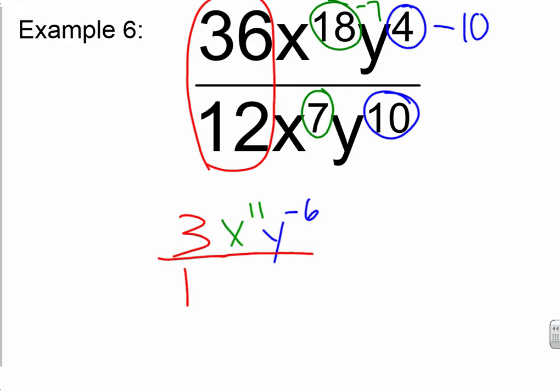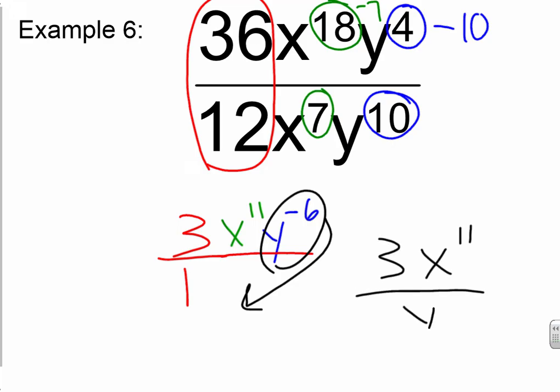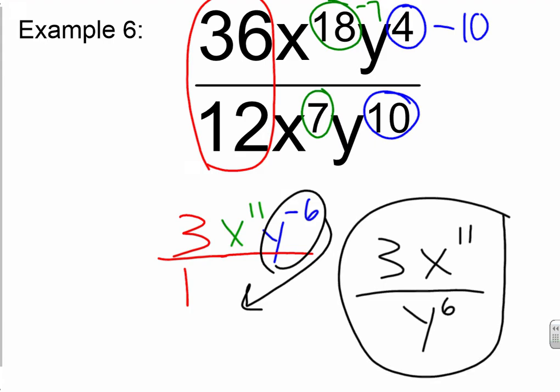But what I notice happens is my final answer cannot have any negatives. So I have to take my negative exponent and shove it to the bottom. That gives me a final answer of 3x to the 11th over y to the positive 6. When it gets shoved, it becomes positive.